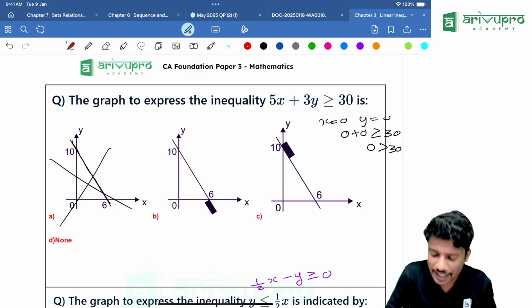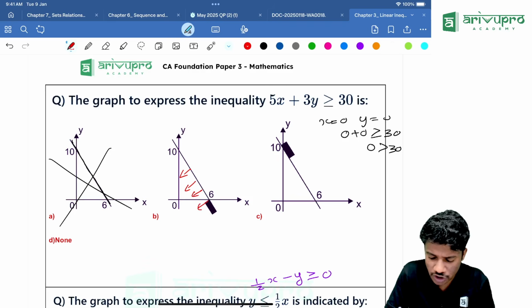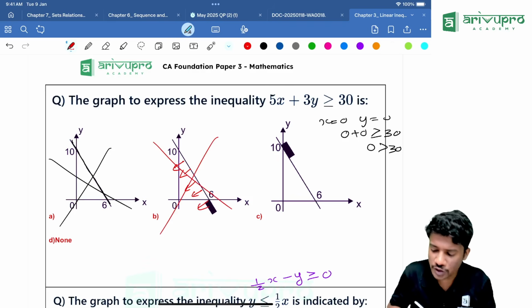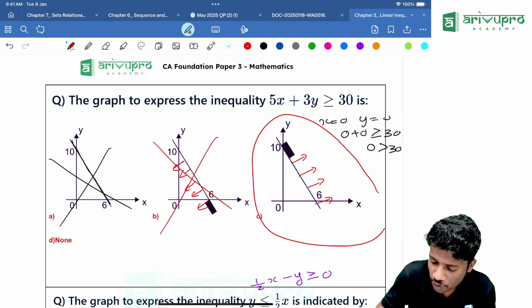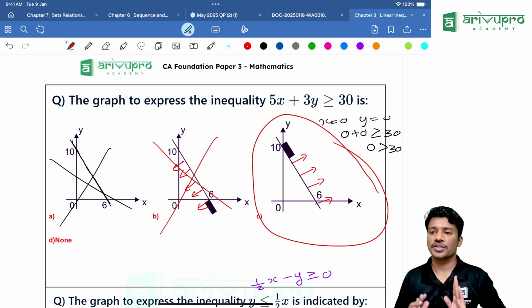Now, is the second one correct? Is it towards the origin? No, it is not towards the origin. It is away from the origin. The graph is away from the origin. Answer is option C.